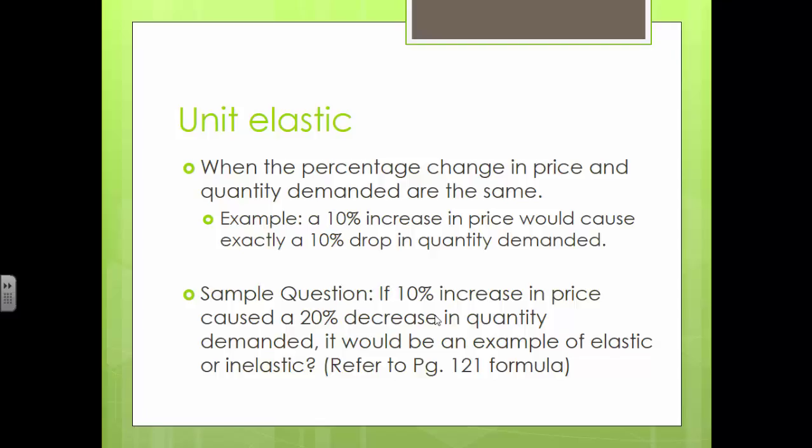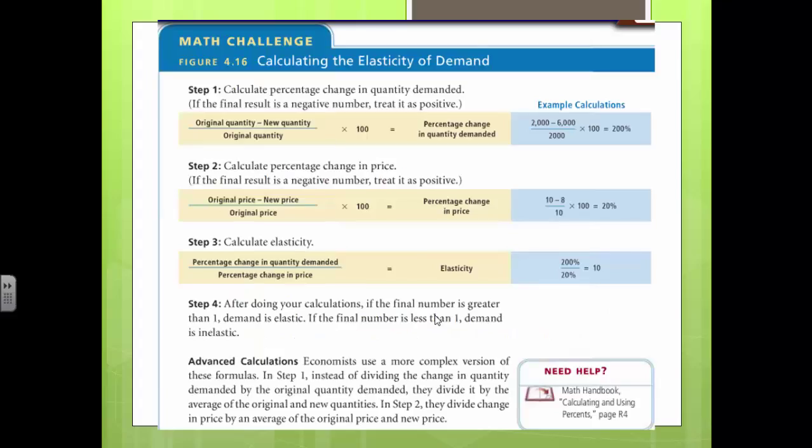So a little question for you to think this through. If a 10% increase in price causes a 20% decrease in quantity demanded, would this be an example of an elastic or inelastic? So to help you think through this, go to page 121, look at the formula for a second. This is the formula right here. And so if we notice, what you're going to do is you're going to take percentage. There's a bunch of things in step one and step two, but we're basically at step three. Percentage change in quantity demanded, percentage change in price. Divide them.